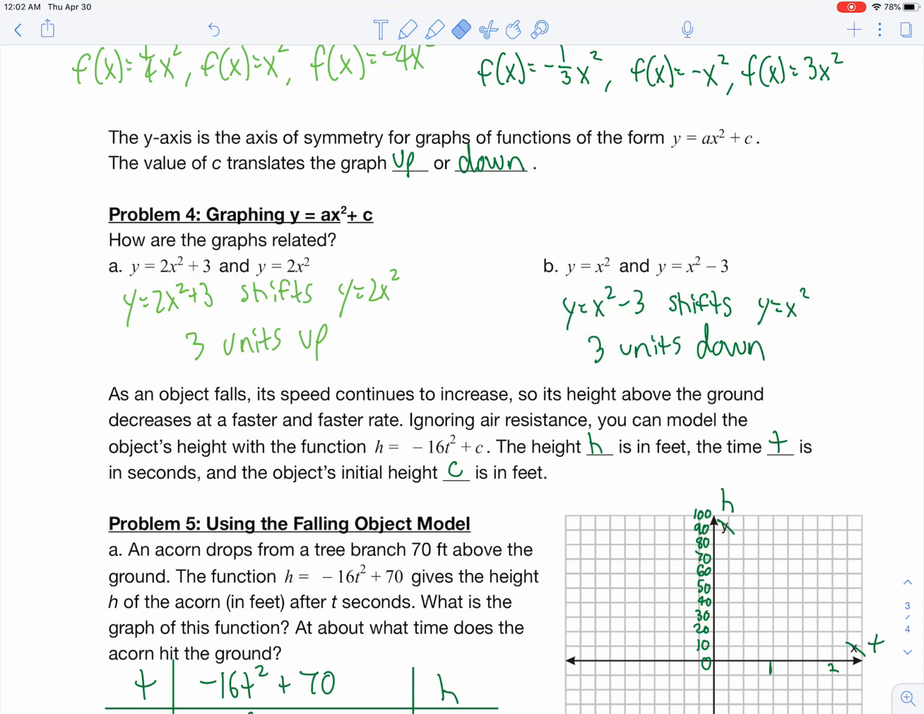If I use that next example, the graph x squared minus 3, it's going to be taking that parent function and shifting it 3 units down. So I can move a graph up or down just by adding or subtracting.